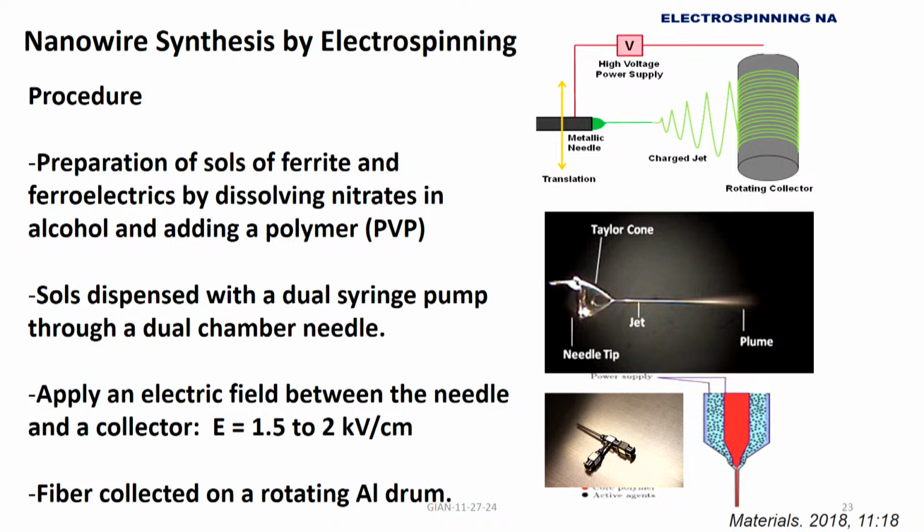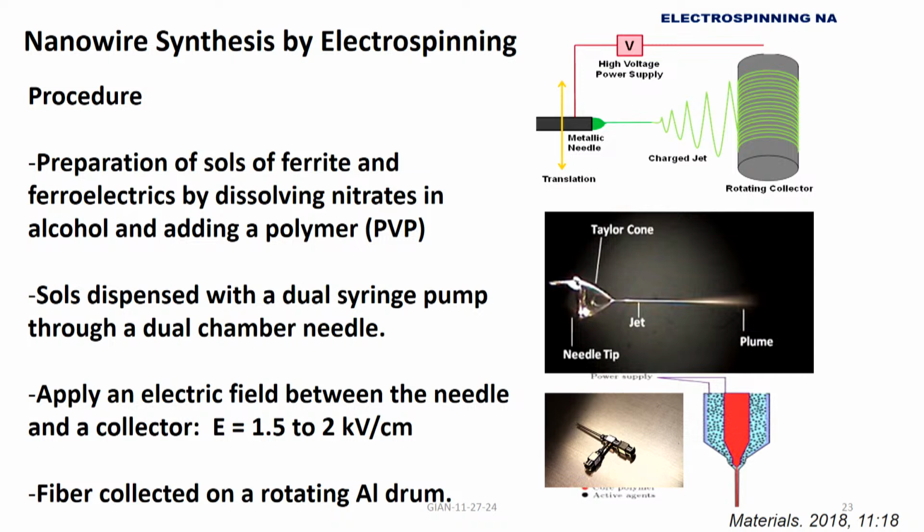So if I want to make a sol of nickel ferrite, you have to take nickel nitrate and iron nitrate, dissolve it in alcohol, add a polymer which is PVP, and then keep stirring it. It may have to be done at a slightly higher temperature, less than 100 degrees, and there is a magnetic stirrer constantly stirring the whole solution until you get a clean solution of the whole product.